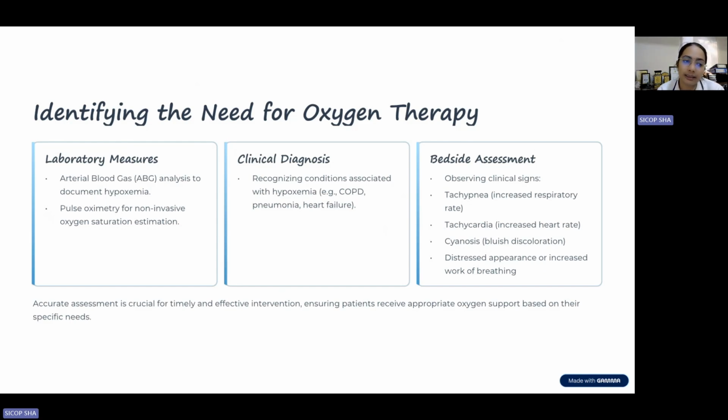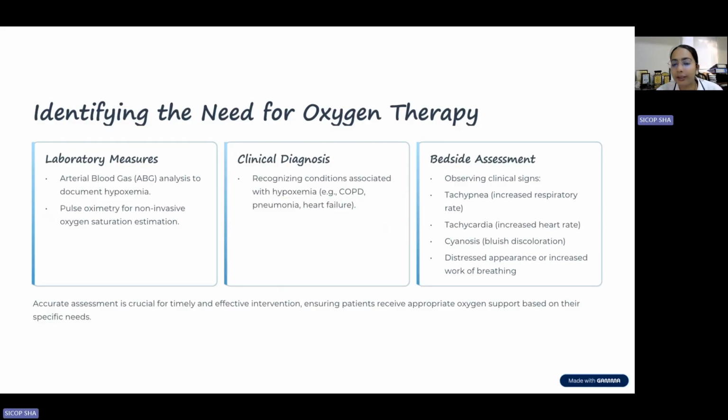First, we can understand the need by looking at the ABG, arterial blood gas analysis, which can indicate hypoxemia or hypercapnia, and according to that, we can understand the need of oxygen therapy. Similarly, a more non-invasive method is pulse oximetry, which is a routine procedure in most ICUs and even in the ward setting if required. Apart from that, we also look at the clinical diagnosis of the patient. For example, a person with COPD, pneumonia, or heart failure might require oxygen therapy.